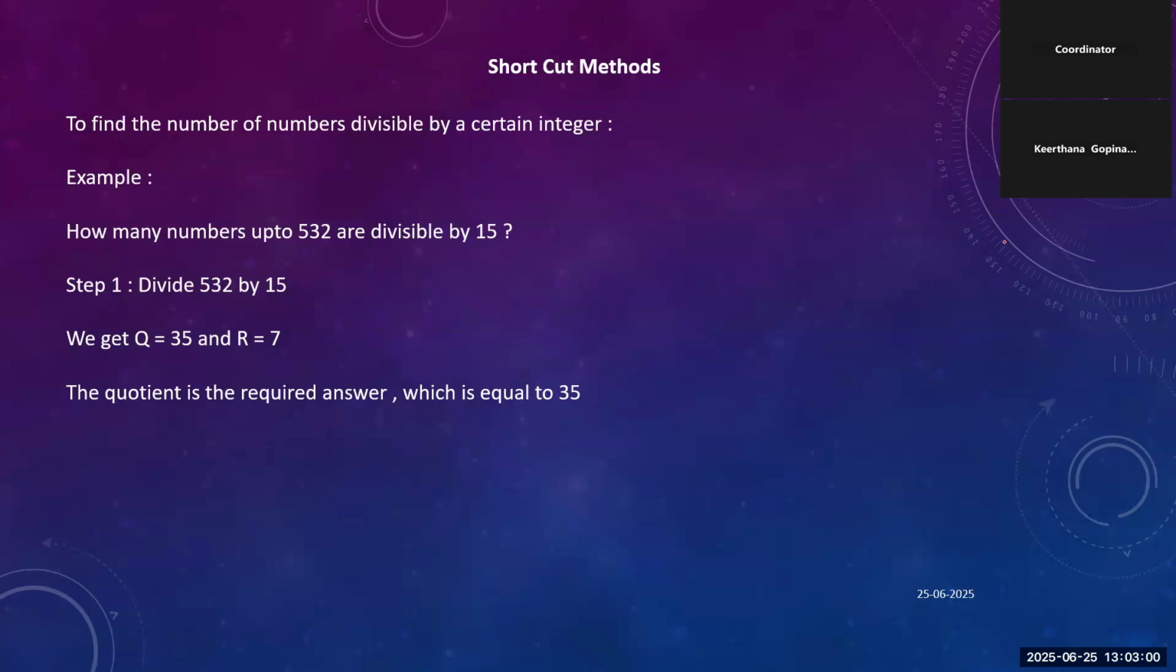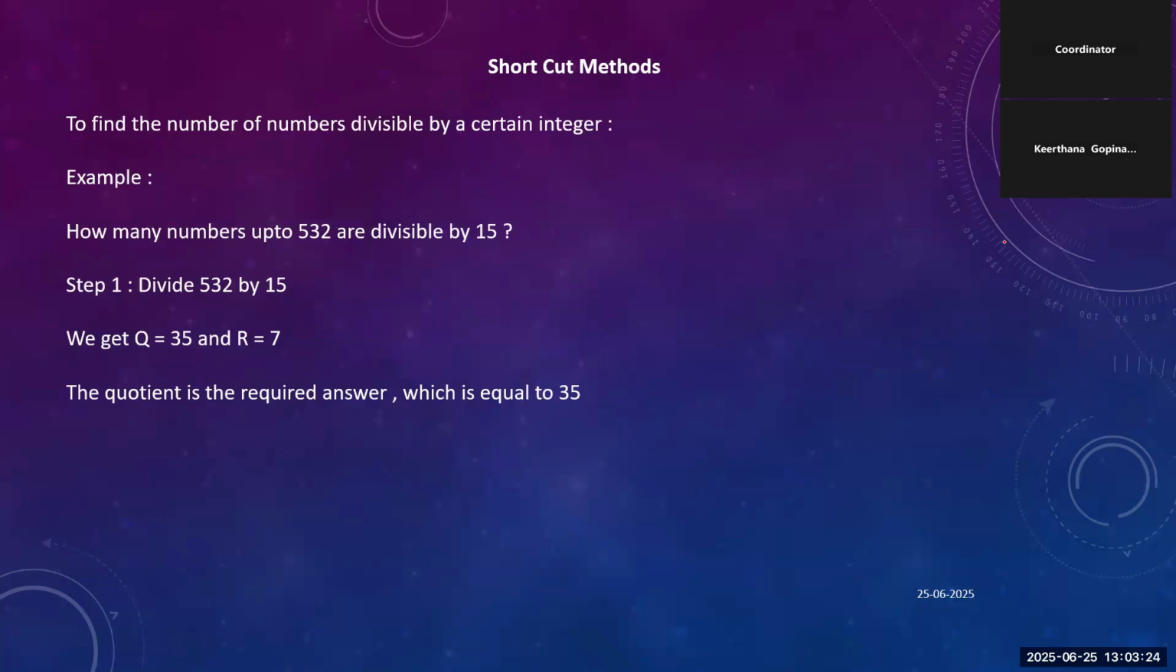10 15 is 150. 15 15 is 225. But the question here is 532. Can anybody remember that 15 table which goes up to 532? You won't know.